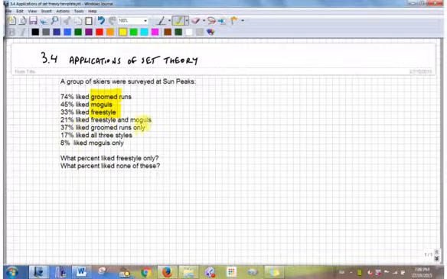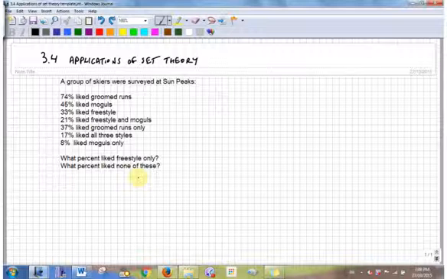21% liked freestyle and moguls, same sets, nothing new. 37% liked groom runs only. 17% liked all three. And 8% liked moguls only. Two questions: what percent liked freestyle only? And what percent liked none of these styles?